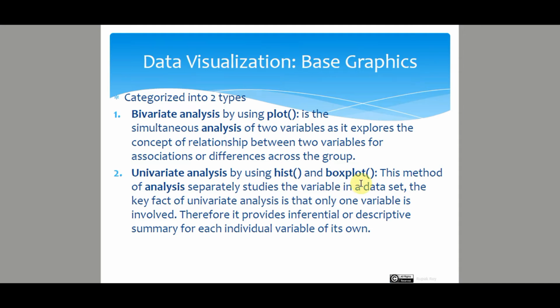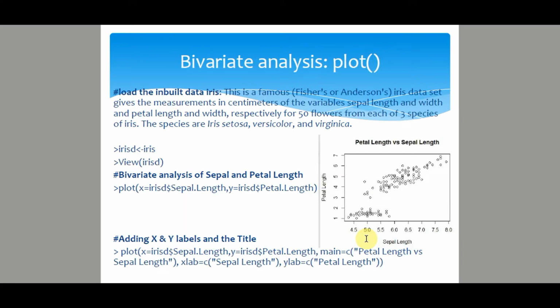Bivariate analysis is a simultaneous analysis of two variables as it explores the concepts of relationship between two variables for association or differences across the group. And univariate analysis separately studies the variable in a data set. The key factor of univariate analysis is that only one variable is involved. Therefore, it provides inferential or descriptive summary for each individual variable of its own. So let's start with bivariate analysis using plot function.